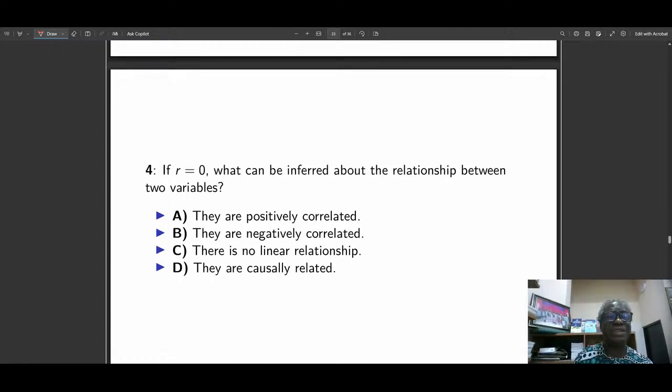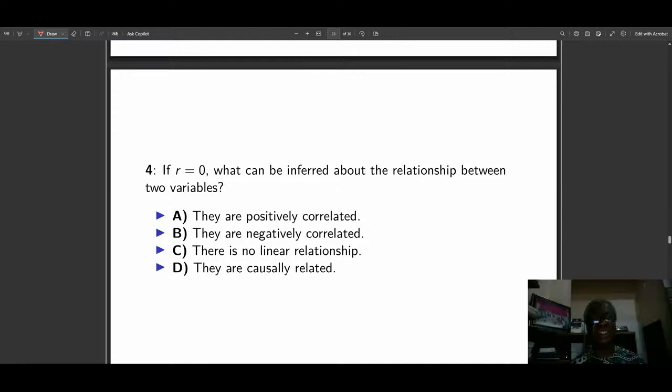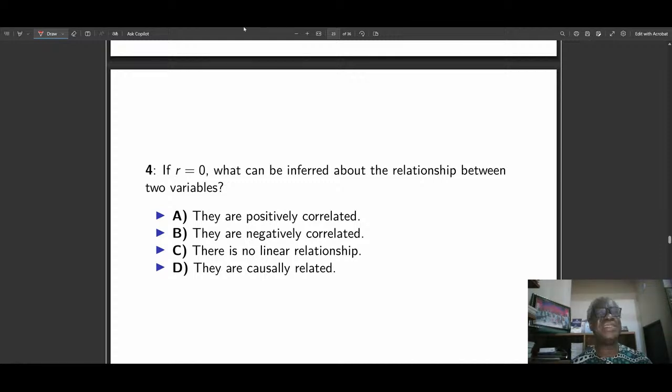Question 4. If r equals 0, that's the Pearson correlation coefficient, and I've just explained something like that now. What can be inferred about the relationship between the two variables? A, they are positively correlated. B, they are negatively correlated. C, there is no linear relationship. D, they are causally related.